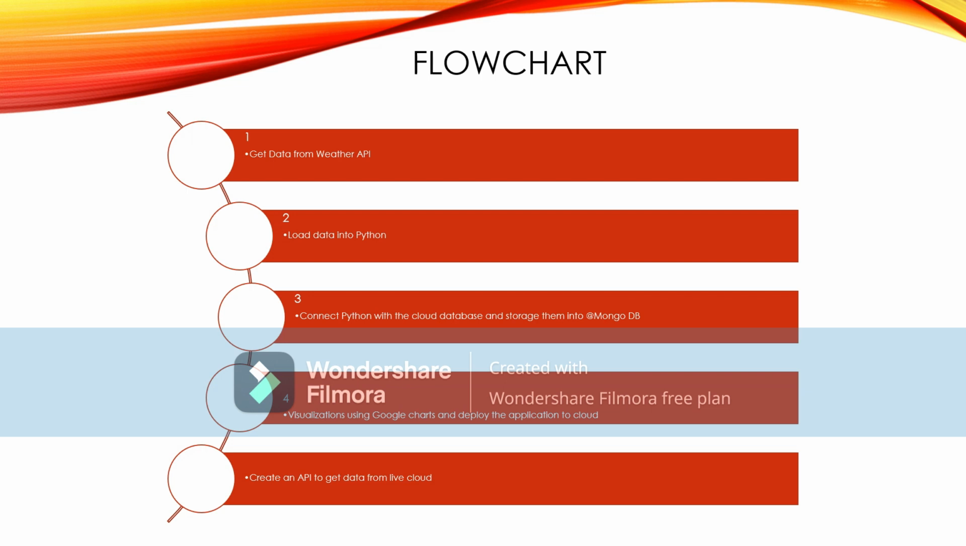This slide is about the flowchart of the project. First, we get data from the weather API. We have selected 4 cities to get data about their humidity, temperature, and also the wind. After getting data, we load it into Python by using Python code. In the next step, we connect Python with the cloud database and store the data in MongoDB. After storing data into MongoDB, which is a cloud service, we started visualization of data using Google Charts and deploy the application to the cloud. In the last step, we create an API to get data from the live cloud.